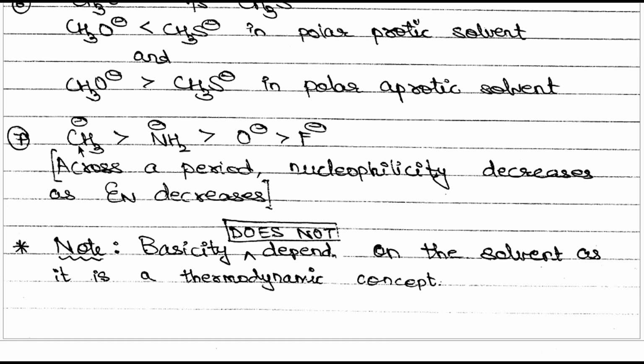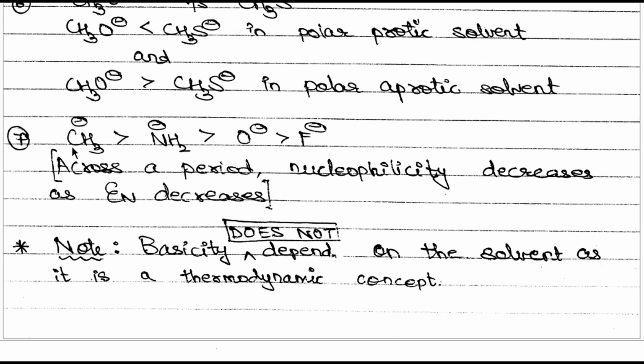Lastly, I have CH3 minus, the carbanion, versus NH2 minus, amide anion, oxide minus 2, and fluoride. Here I have to compare the nucleophilicity. Nucleophilicity is a simple tendency to donate the lone pair. And here, when the negative charge is on different atoms, we have to just compare the electronegativity.